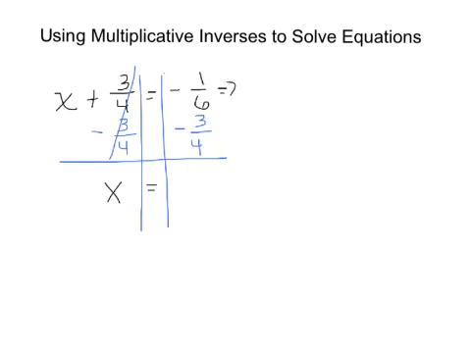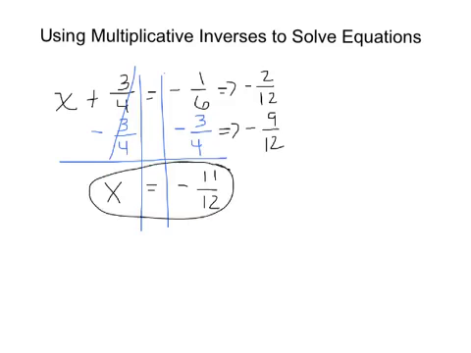I'm going to need to change this to a common denominator of 12. So it's going to be negative 2/12. This is going to be negative 9/12. And if I add those together, I get negative 11/12. Okay, and that's going to be my solution. So what I did before with equations is going to be the same.